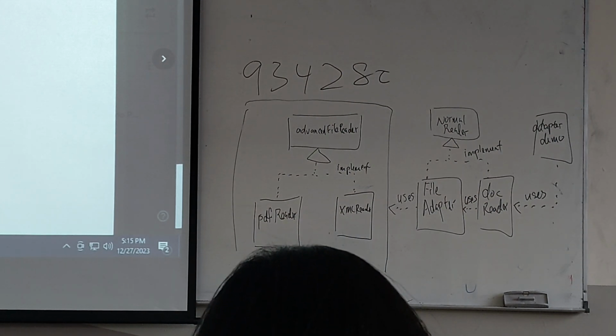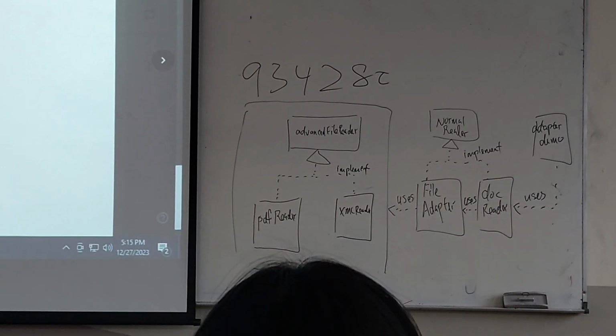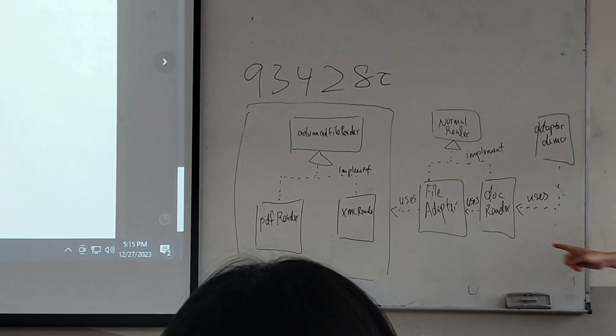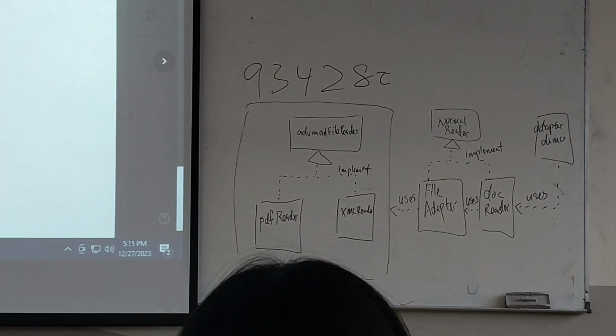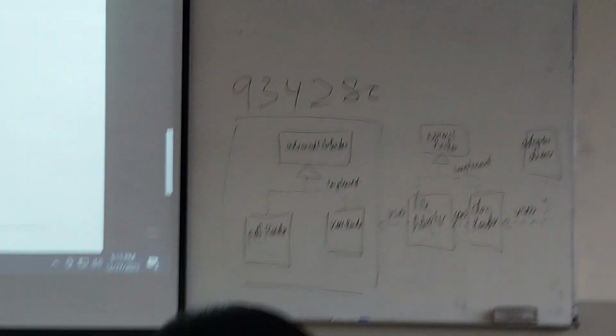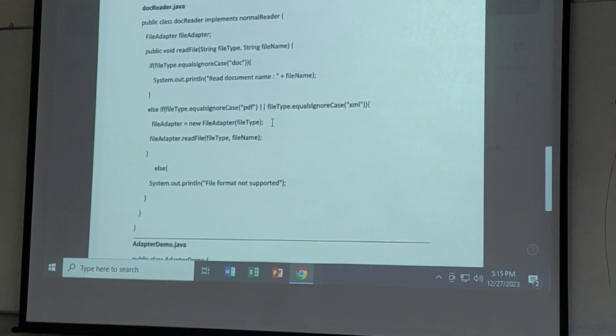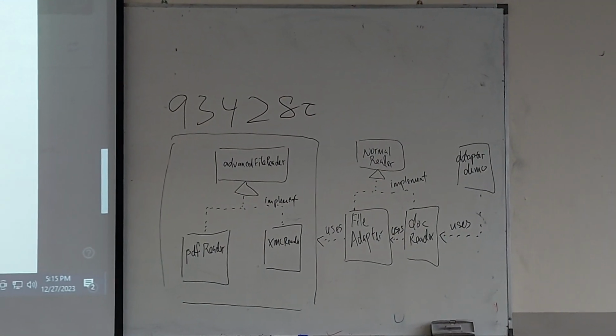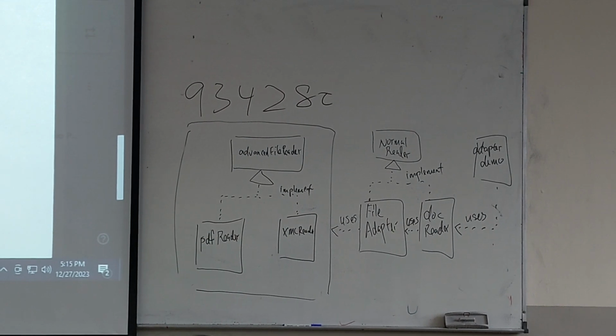Adapter pattern, right? Okay. Go through the adapter. Why do I say go through the adapter? You look at the dog reader here. File adapter, right? Users file adapter so that it can be used to read the XML and PDF. Understand?